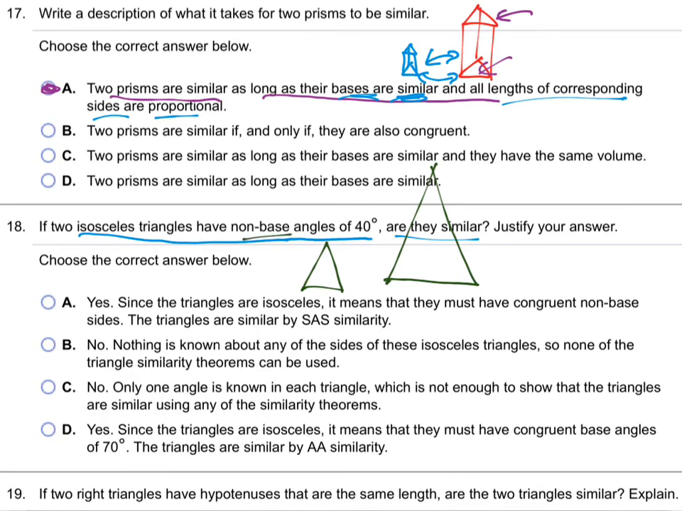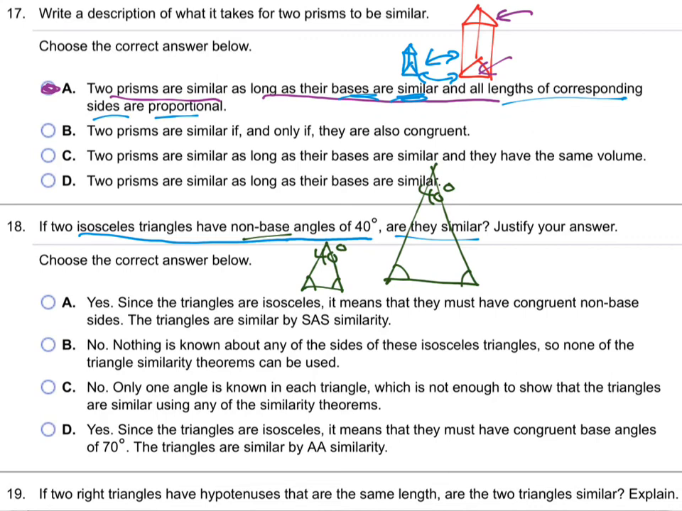Non-base angles of 40. So these are the base angles down here. Okay? And if this is 40 degrees and this is 40 degrees, those are the non-base angles, right? The top angles, in other words, not the two at the bases, are 40. Do those two isosceles triangles have to be similar?